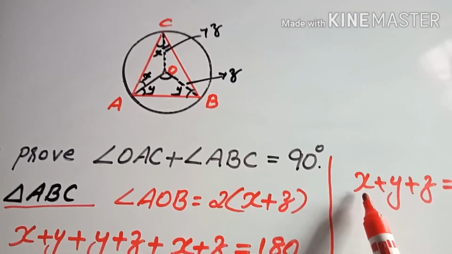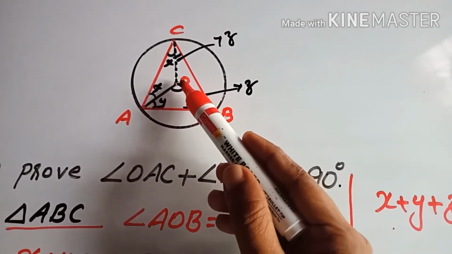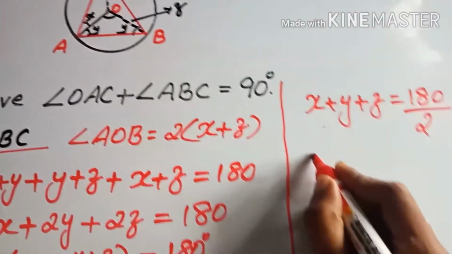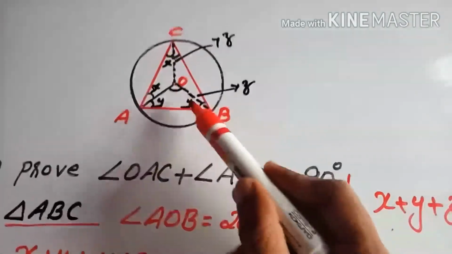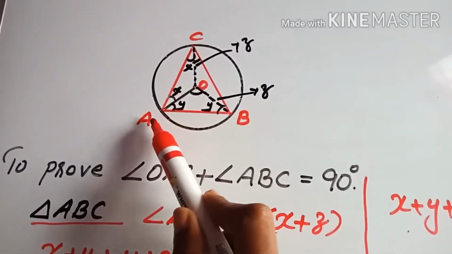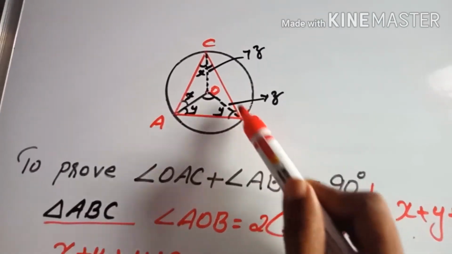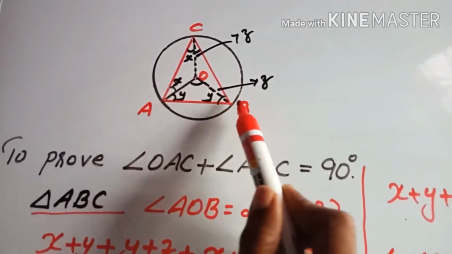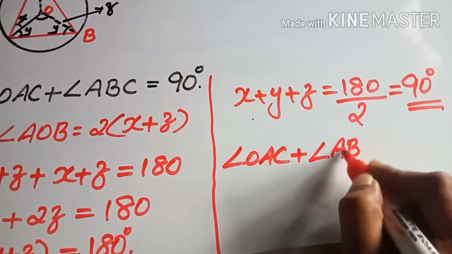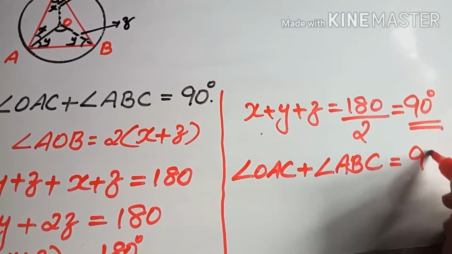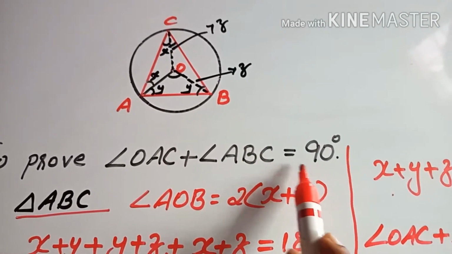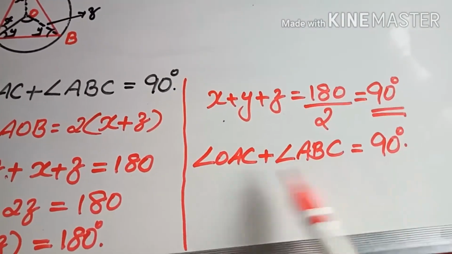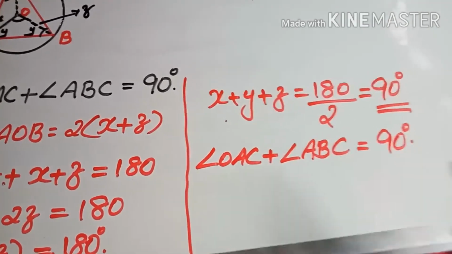Now check angle x. Angle x, here it is angle OAC. So let's write angle OAC plus y plus z. So y plus z means angle ABO and angle OBC. That means together it will be angle B, that is angle ABC. So angle ABC equal to 90 degree. What we need to prove here? Angle OAC plus angle ABC equal to 90 degree. So here we got same, angle OAC plus angle ABC equal to 90 degree.